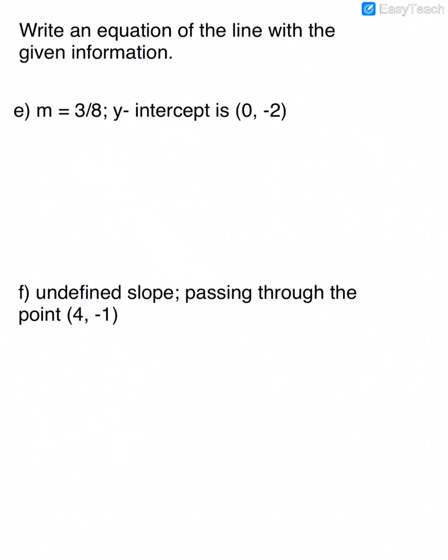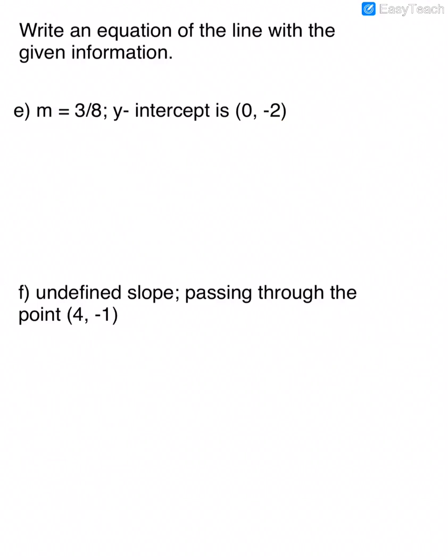Okay, here are a couple more. E says that m, or my slope, is 3/8, and my y-intercept is (0, -2). So they specifically told me that this was my y-intercept. But again, I knew that since my x was 0, if my x is 0 and I have a number for y, that's my y-intercept. If I had something like this, if my y was 0 and I had a number for x, I would know that that's my x-intercept.